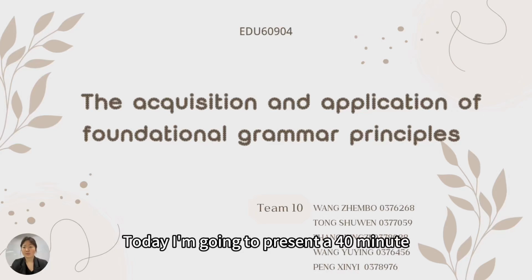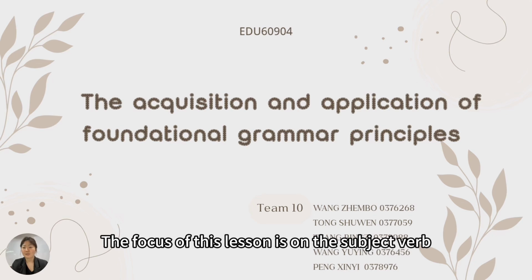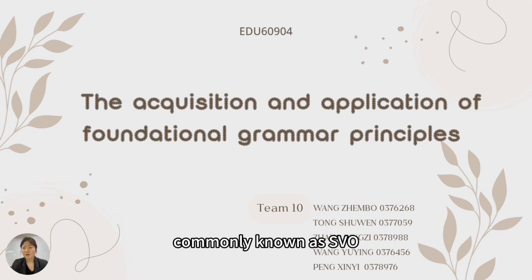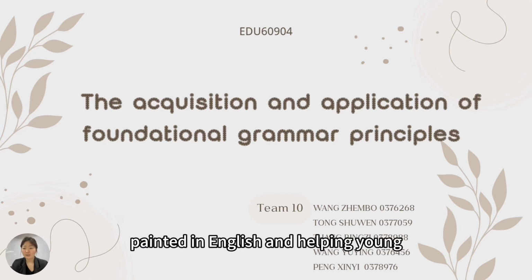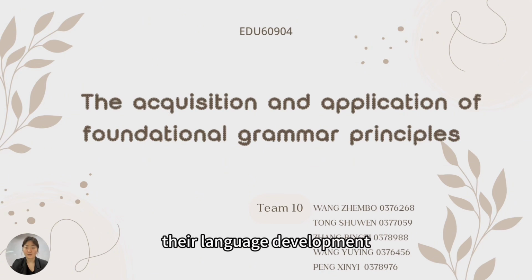Today I'm going to present a 15-minute English lesson designed for Grade 1 students. The focus of this lesson is on the Subject Verb Object sentence structure, commonly known as SVO. This is a foundational grammar pattern in English, and helping young learners recognize and use this structure is an essential step in their language development.